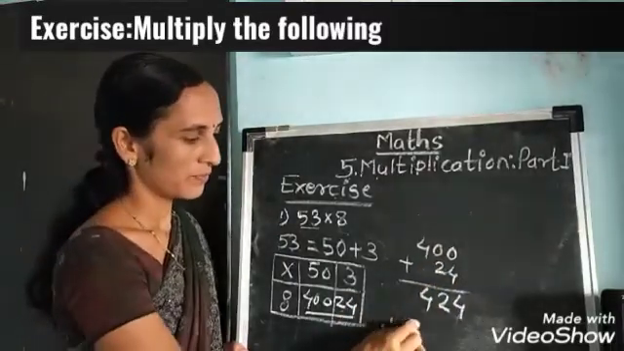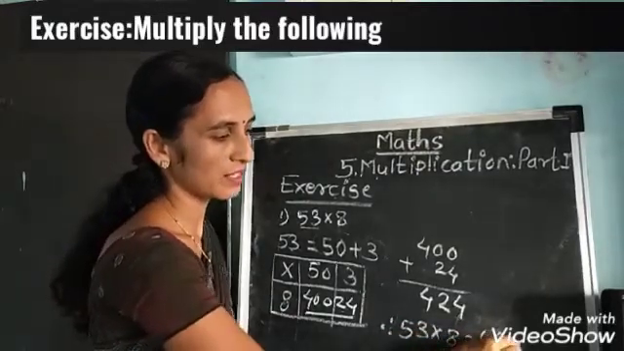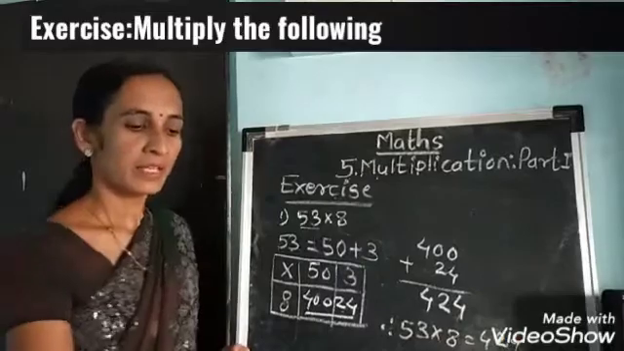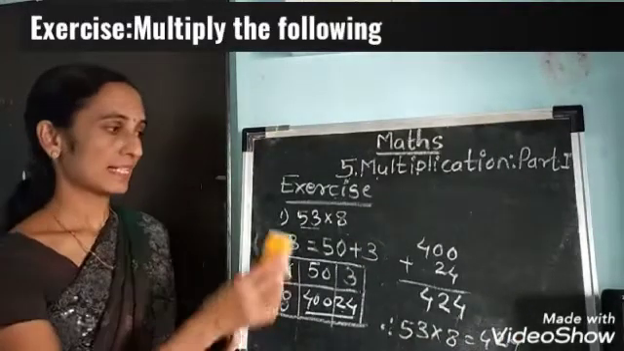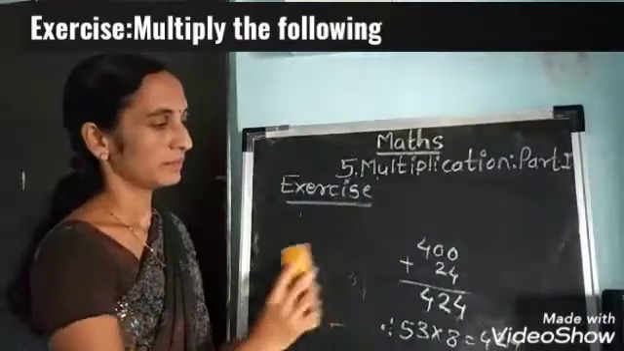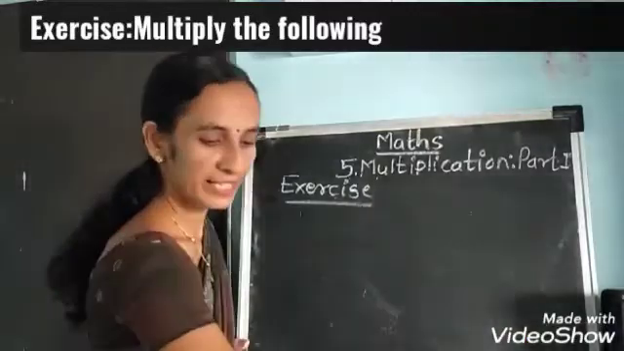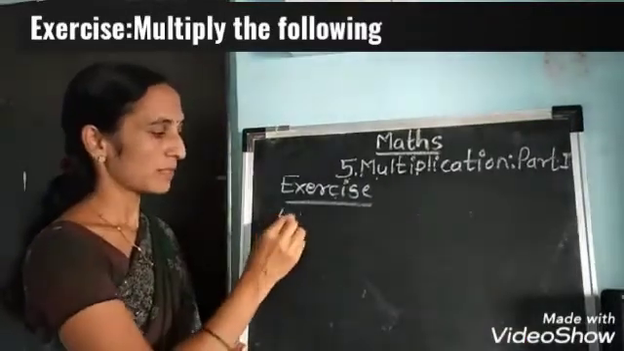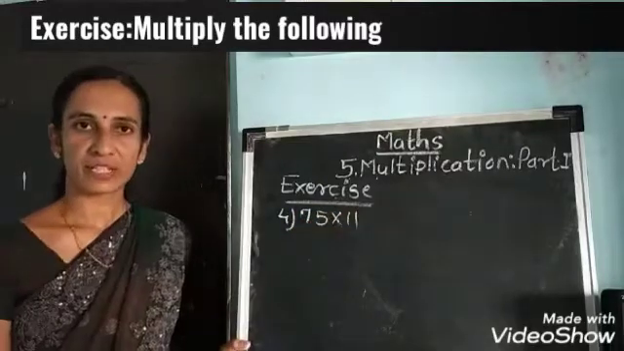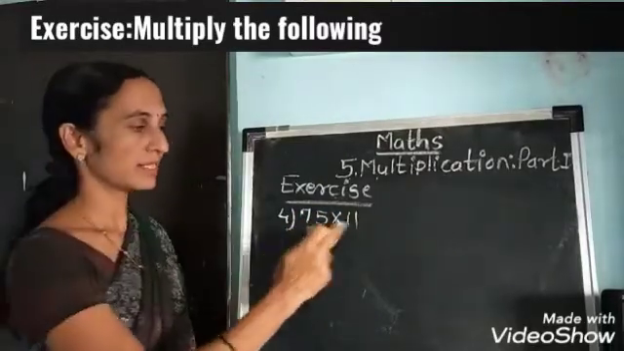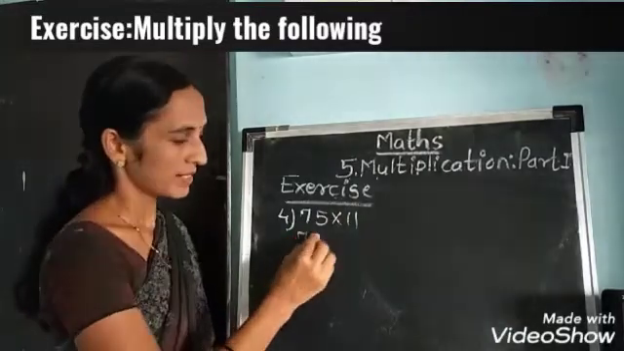Therefore, 53 multiplied by 8 is equal to 424. So students, we will see the next example number 4, which is a little different. These two examples I will explain, then you have to solve the exercise. In example number 4 I have taken, just observe both numbers. What is different? Here both numbers have 2 digits. Okay, so it is a little difficult.